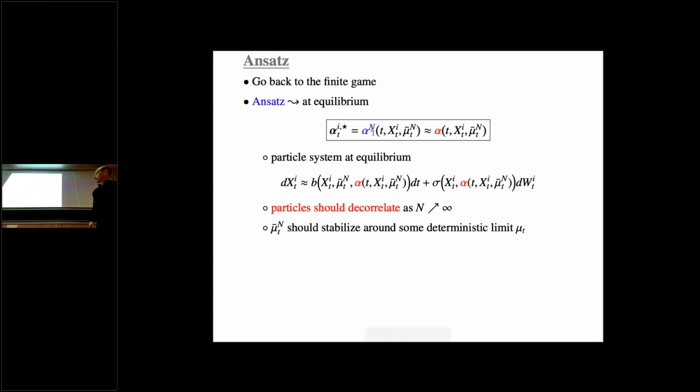I am coming back to the particle system, and I say, if I replace the equilibrium strategies by this approximation for the same alpha, I recover a McKean-Vlasov particle system, a particle system of the same type as in the previous slides. Okay, I have this alpha, but alpha depends on xi and depends on mu bar. So this is a particle system of the same type as before.